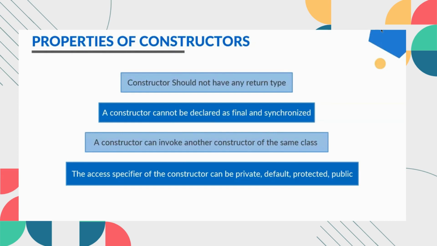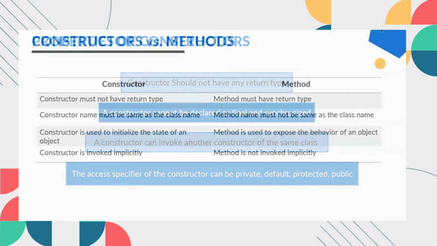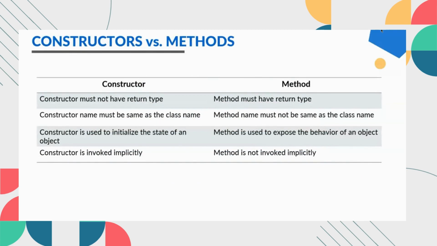As I said, a constructor is a special method, so you can compare constructors with methods. Constructors must not have a return type, but methods should always have a return type. The name of the constructor must be the same as the class name, but the method name must not be the same. You can give a method any meaningful name.